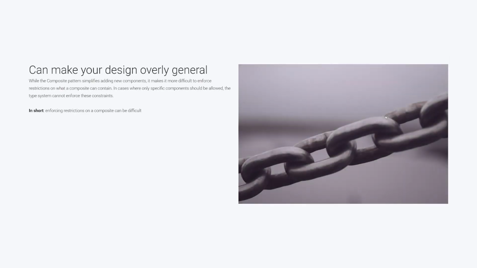A downside is it can make your design overly general. While the composite pattern simplifies adding new components, it makes it more difficult to enforce restrictions on what the composite can contain. In cases where only specific components should be allowed, the type system cannot enforce these constraints. In short, enforcing restrictions on a composite can be difficult.